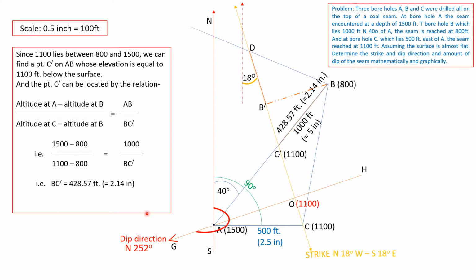Join BD. Now the measure of angle DBB dash is the amount of dip of the coal seam, and it is measured 39 degrees. Thus, the coal seam strikes north 18 degrees west to south 18 degrees east and dips 39 degrees towards north 252 degrees.